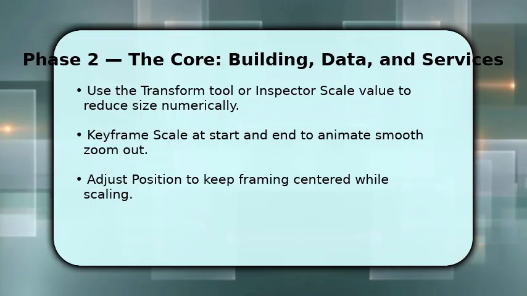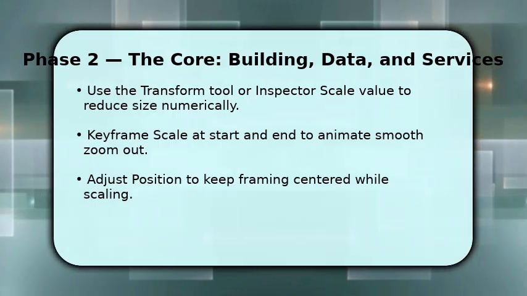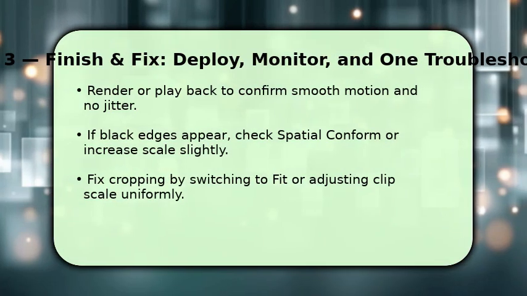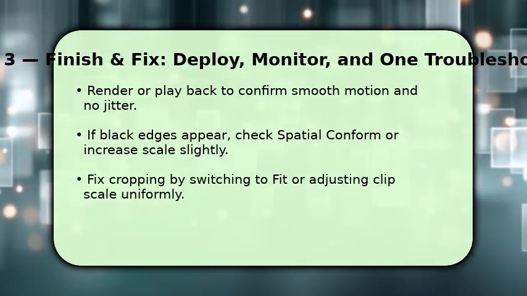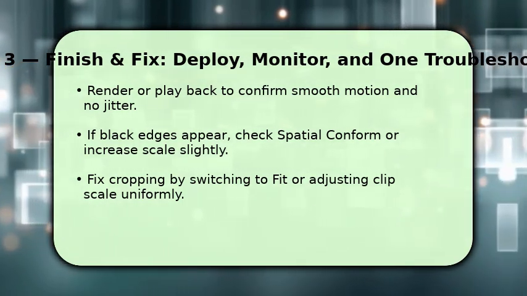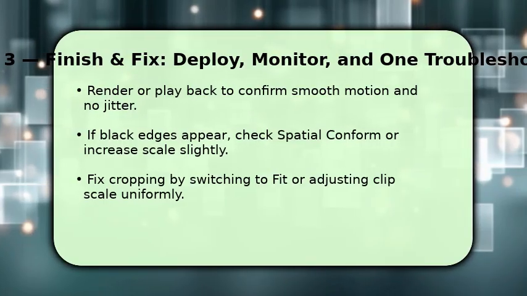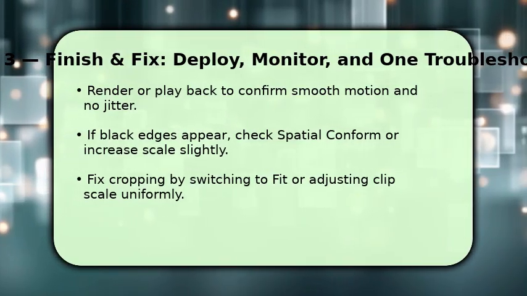Finish by playing back or rendering a section to confirm the zoom out is smooth and the framing stays correct. If you see black edges, check spatial conform in the inspector and switch to fit or slightly increase scale. This prevents letterboxing when the canvas is larger than the clip.